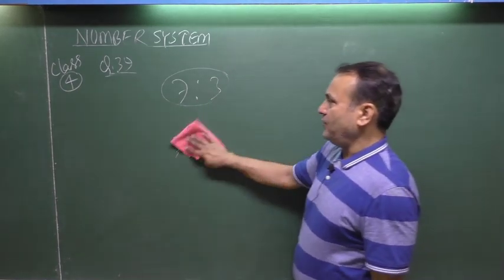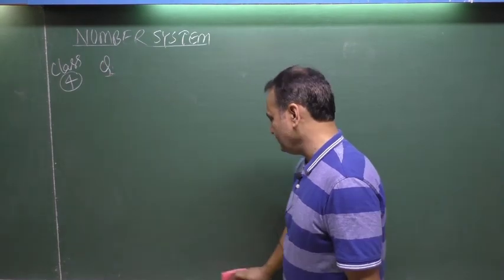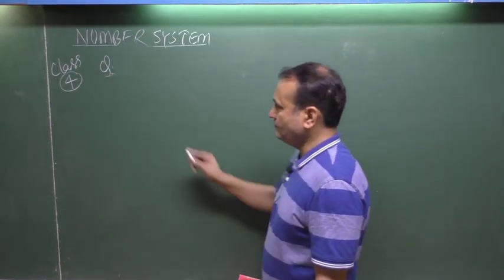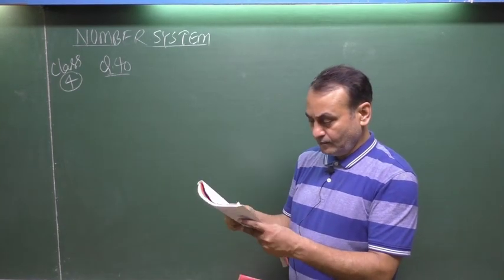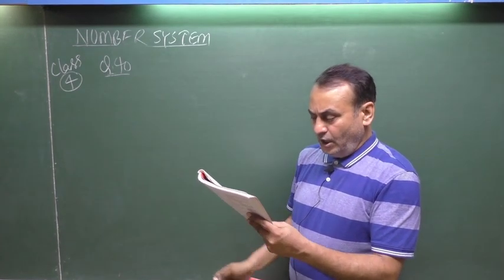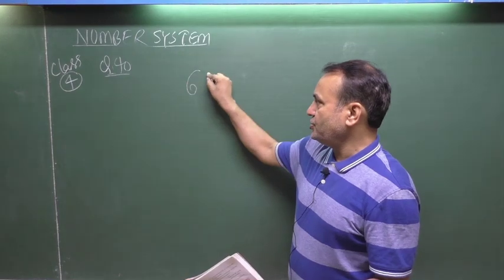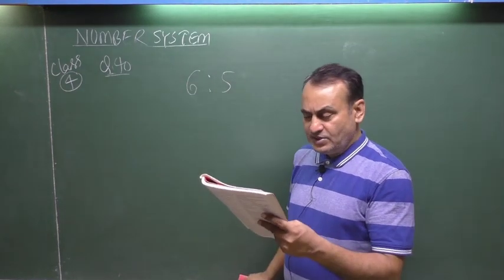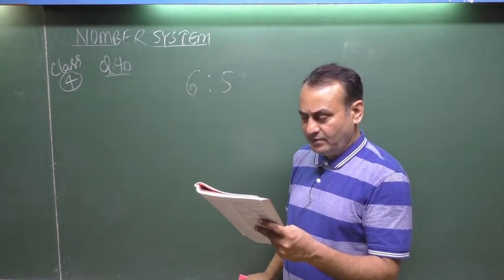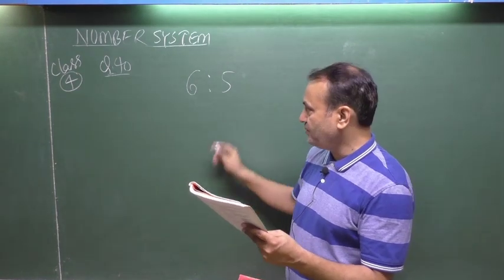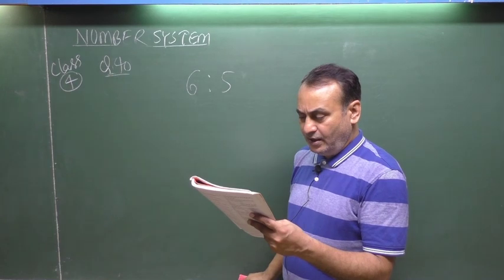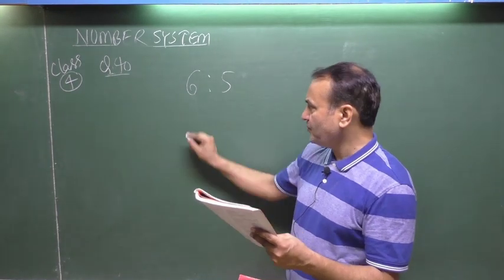Now question number 40. See here. Two numbers are in the ratio 6:5. If 12 is subtracted from the smaller number, the ratio becomes 3:2.